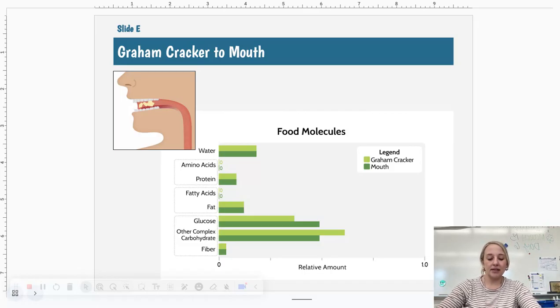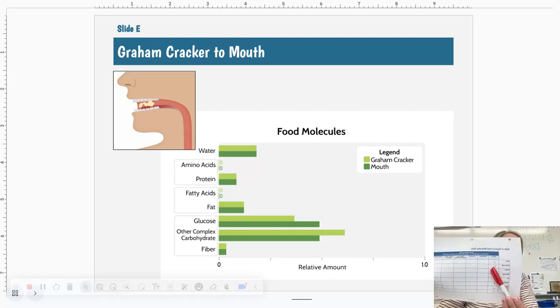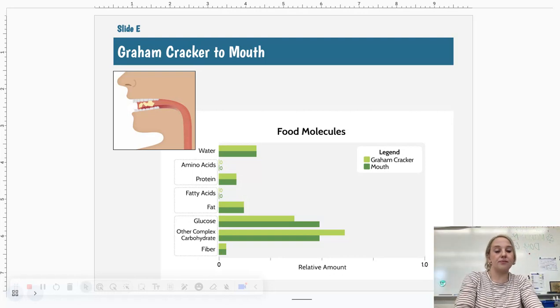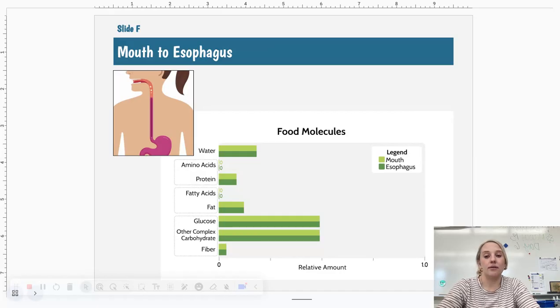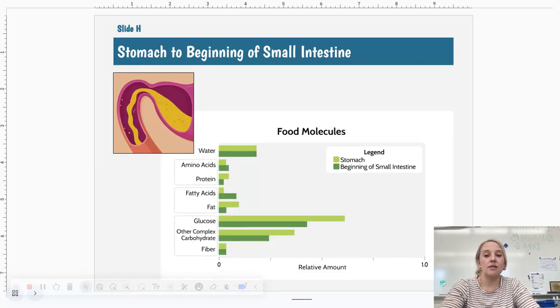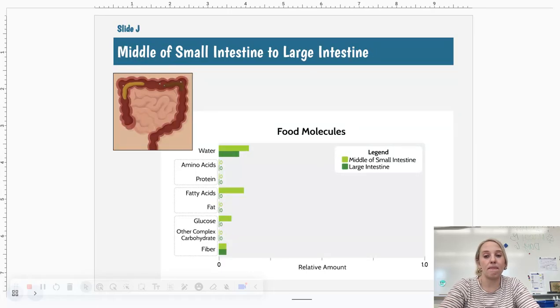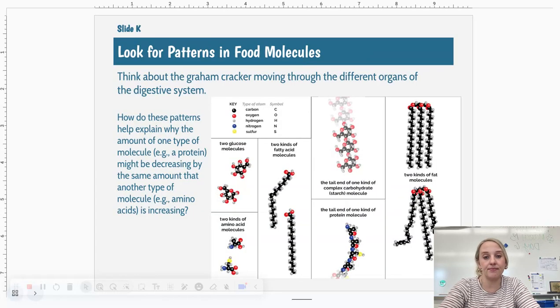It's your responsibility now to examine the rest of the graphs and complete the rest of this data table. You're comparing the mouth to the esophagus to the stomach to the beginning of the small intestine, the beginning of the small intestine to the middle of the small intestine, the middle of the small intestine to the large intestine.